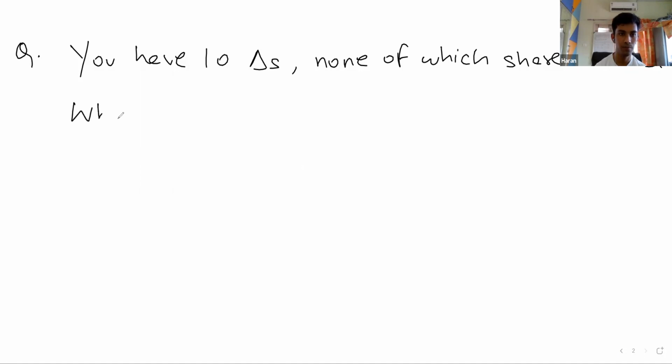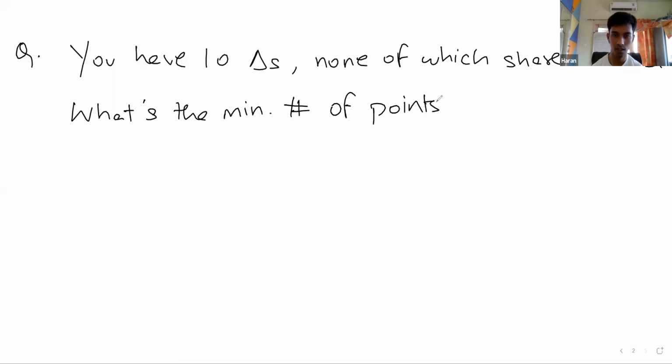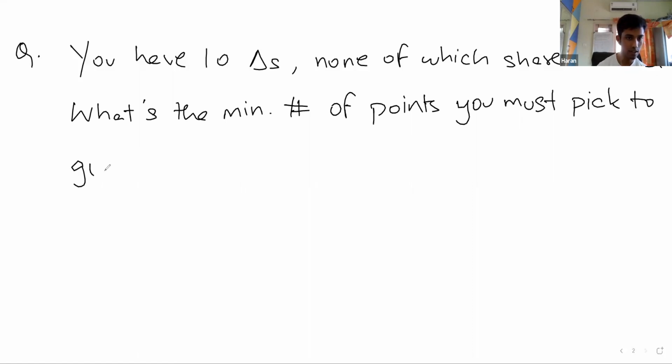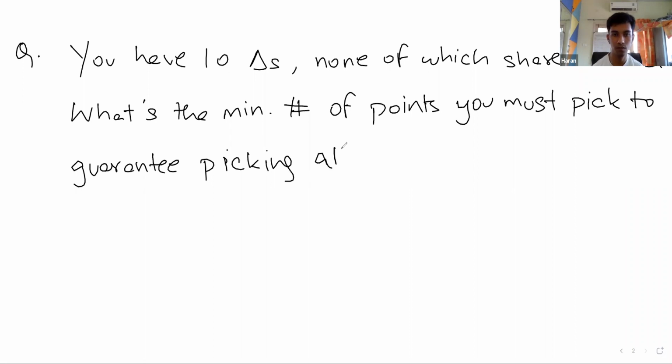So the question is, what's the minimum number of points you must pick to guarantee picking all the vertices of at least one triangle?